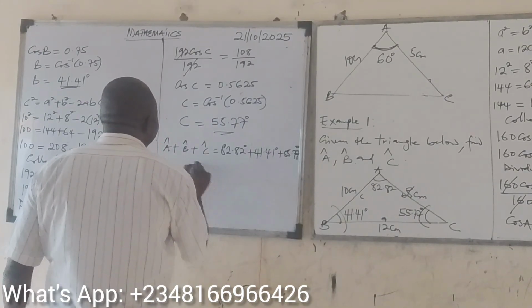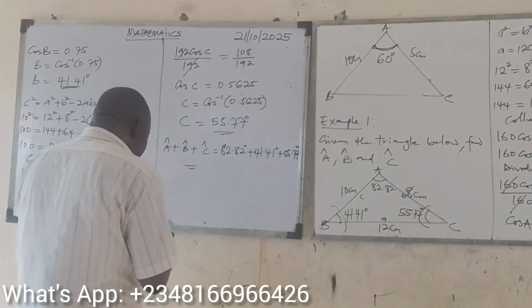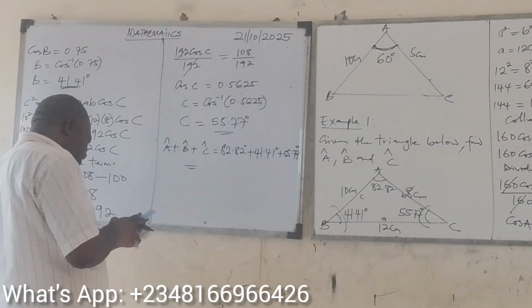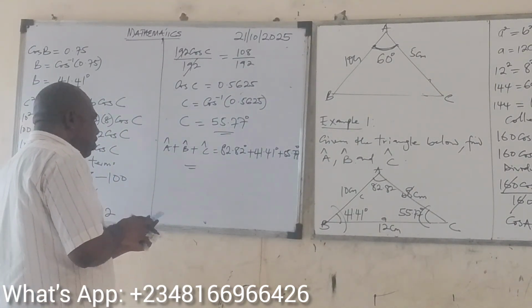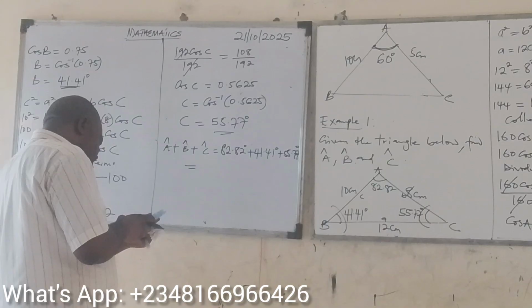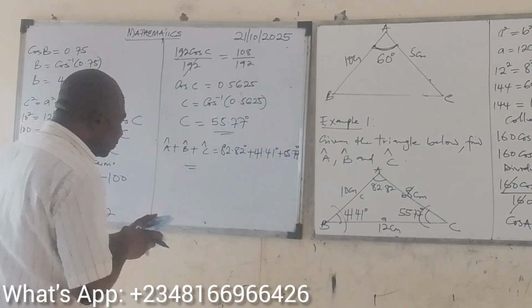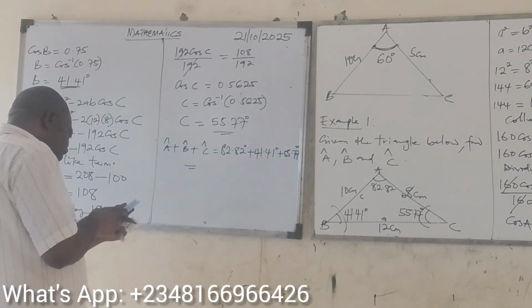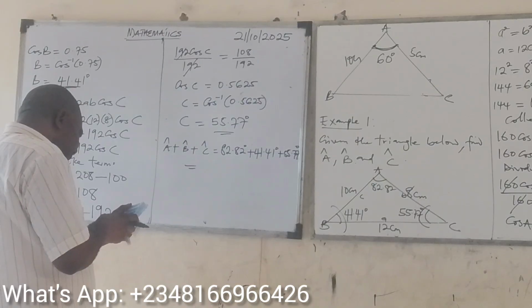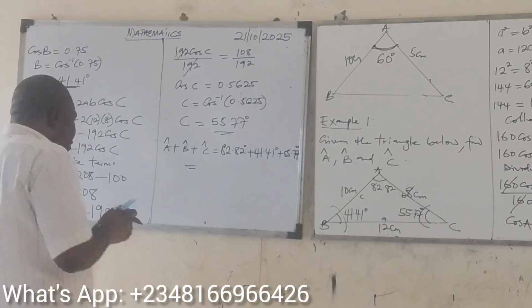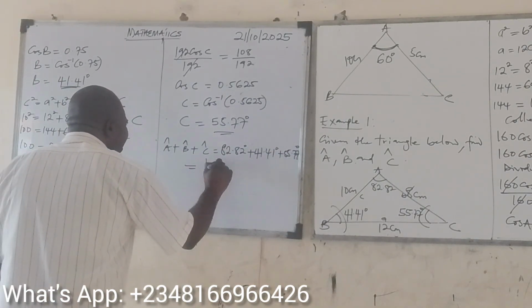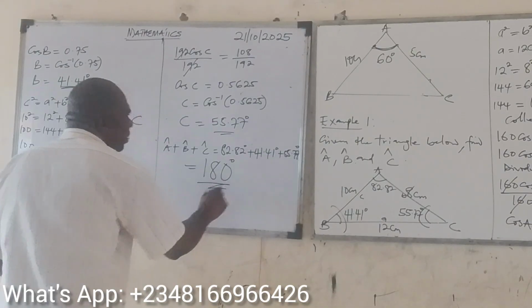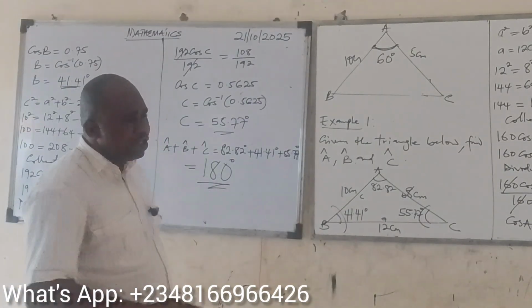55.77 degrees. Now let's add: 82.82 plus 41.41 plus 55.77. That will give us 180 degrees. So it means the solution is accurate.